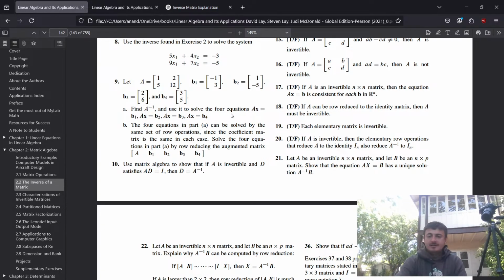Okay. Number 21. Let A be an invertible n by n matrix, and let B be an n by p matrix. Show that the equation A times x equals B has a unique solution.